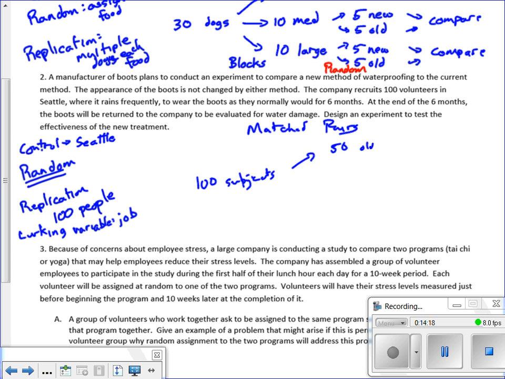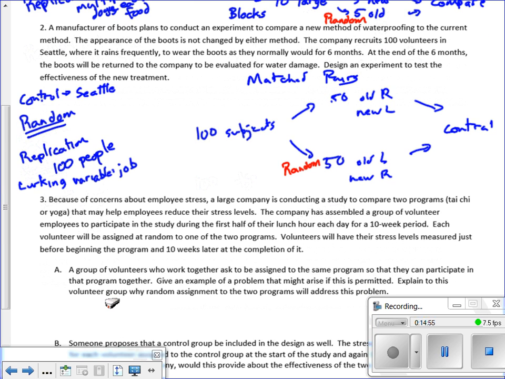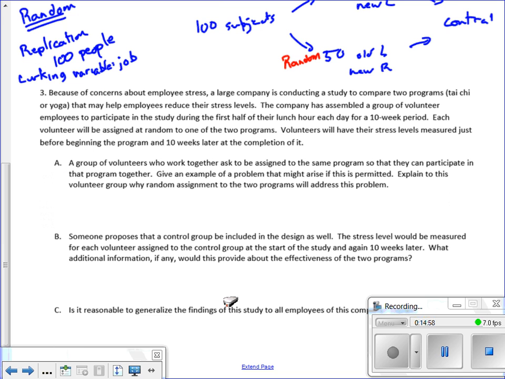50 will get the old on their right foot, and then the new will be on their left boot, and then 50 people will get old on their left foot, new on their right. That way, the new and the old are exposed to the same wear and tear in both situations. So the random assignment here would be to randomly assign who gets which one. If we know what their job typically does for them, maybe we could block by job type, how often they're outside. But there's one potential way that we could set up that experiment.